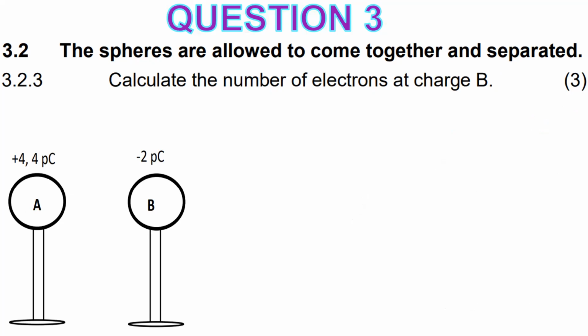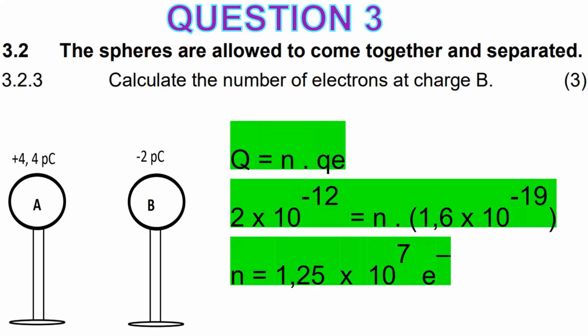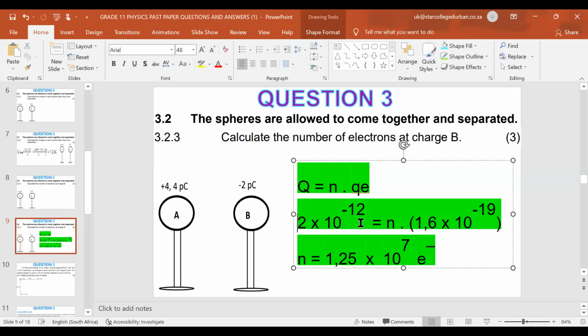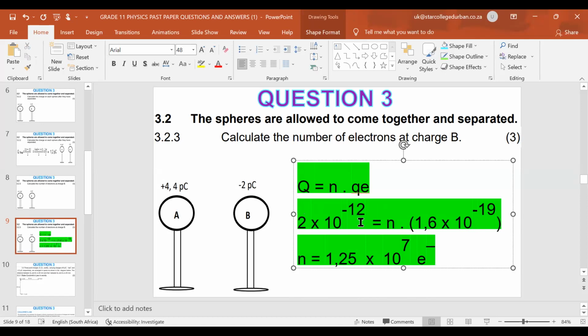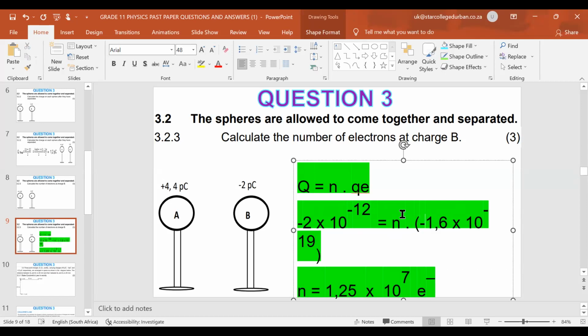So next one, calculate the number of electrons on charge B. How can we calculate? We are using a formula. Q is equal to N times QE. N times QE we are using, but the charge is negative, so we must just convert it. So we must use negative first, -2 times, as you know, -2 times 10 to the power of -12. And this is also negative, and we must just change it.